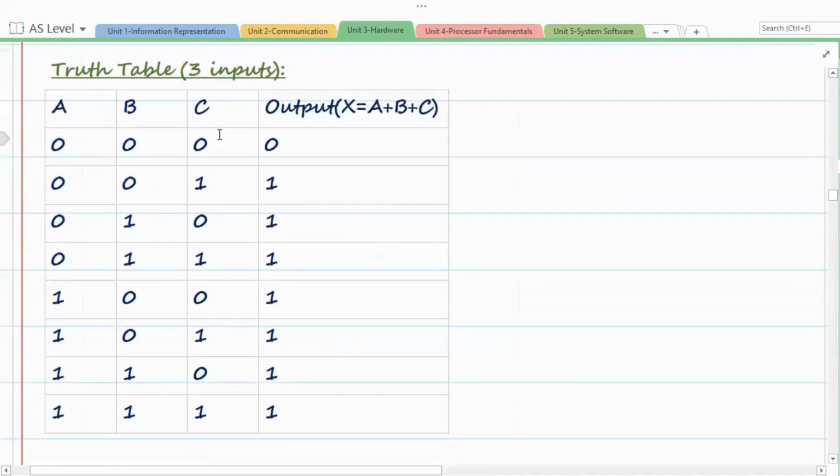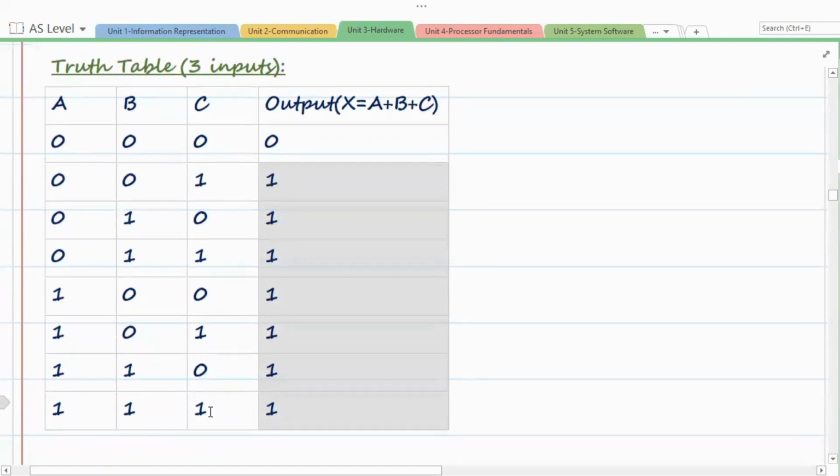C is 0 1 0 1 0 1 0 1, B is 0 0 1 1 0 0 1 1, and A is 4 times 0 and 4 times 1. Here also you get 0 as output when all the inputs are 0, and you get 1 as output when any one of these inputs A, B or C is 1. So in all these cases you have at least one 1 as input, so accordingly your output is 1 here.